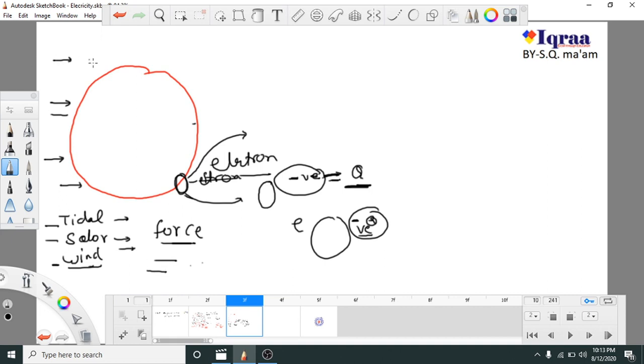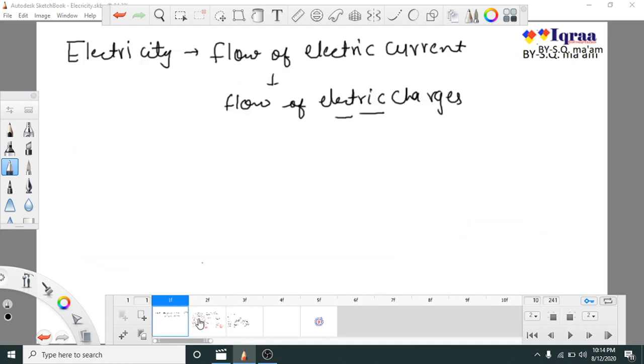Okay, so the need is to make a force by using anything. You can use anything, and the force should be appropriate, applicable for a particular magnitude, to make this atom release its electron outside. Okay, now this is the key point of what we have studied: flow of electric charge.